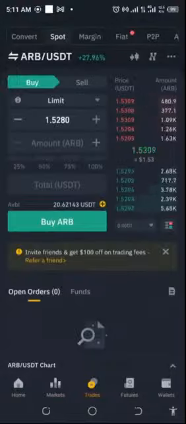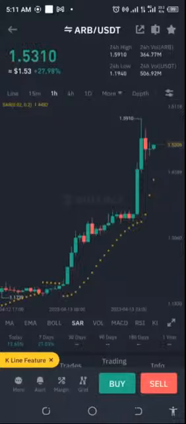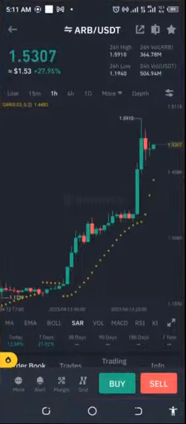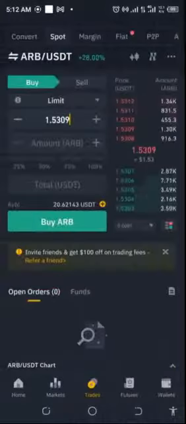Let's look at the 24-hour high. The 24-hour high is $1.59. The 24-hour low has shifted upwards to $1.19. Just pick a very good middle space, not the extremes, right? And then make sure that you work with your target. I hope we've learned something here.